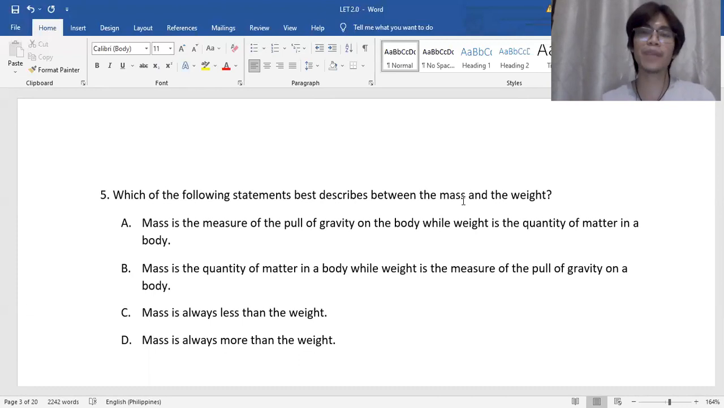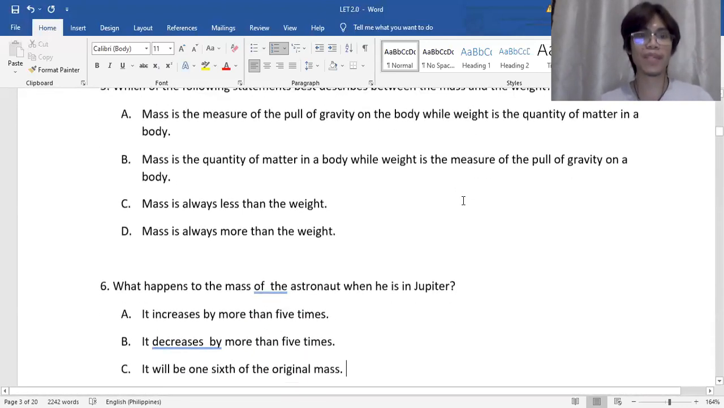What happens to your mass if you go to Jupiter? Nothing happens to your mass. But what happens to your weight if you go to the moon? It decreases depending on your location. That is mass and weight.